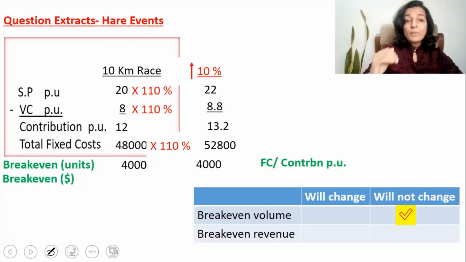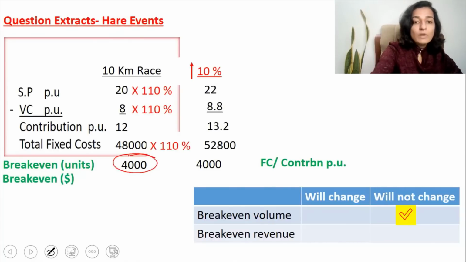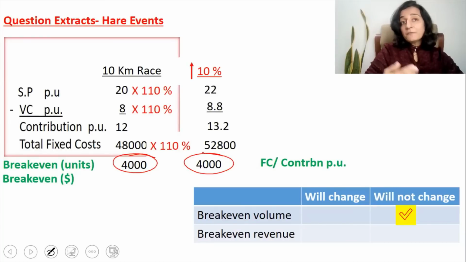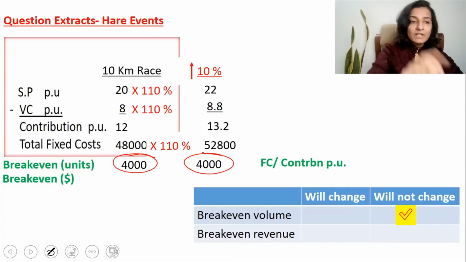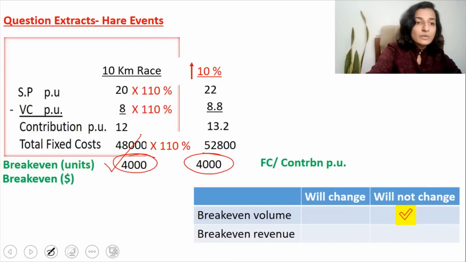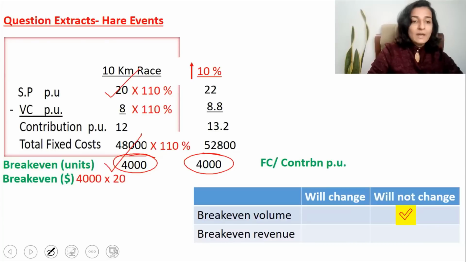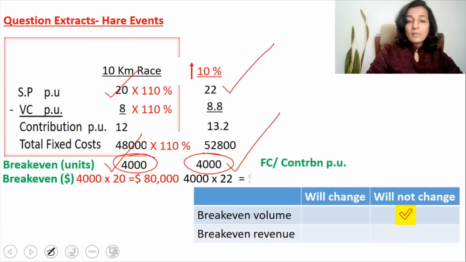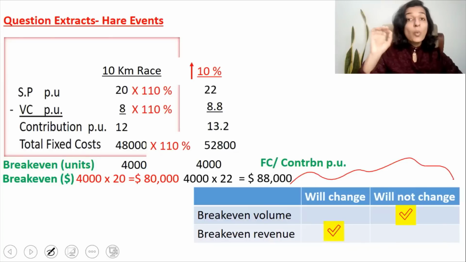Now coming to the break-even point in dollars. Since we have already found out the break-even point in units, it's very easy to find out the break-even point in dollars. You have to just multiply it with the selling price. So in the first case, it's 4,000 units multiplied by selling price of 20. We get a break-even point in dollars of $80,000. And in the second case, it's 4,000 units multiplied by a selling price of $22. So we get an amount of $88,000. So it means that the break-even point in dollars will change. So in the table, we have to tick under it will change.